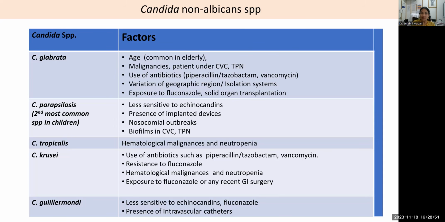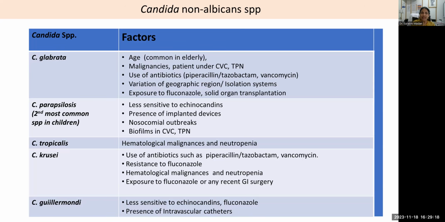Similarly, Candida parapsilosis, we know that it is a little less sensitive to echinocandins with higher MICs. Similarly, the presence of plastics in the body, implanted devices, central venous catheters, that is also a risk factor. And there have been reports of nosocomial outbreaks with this species. And also there is a tendency of this species to form biofilms in various plastics like CVCs and TPNs.